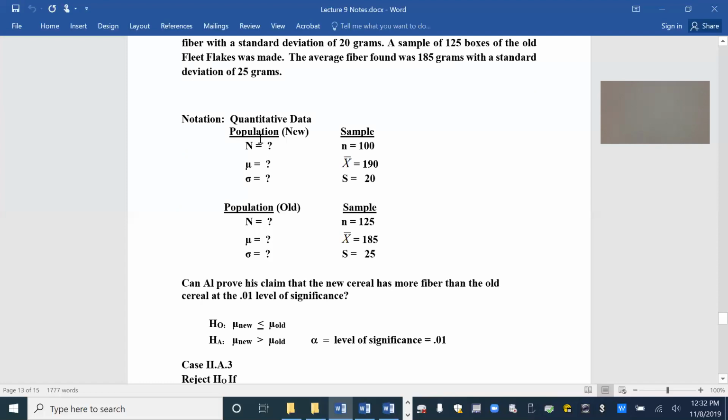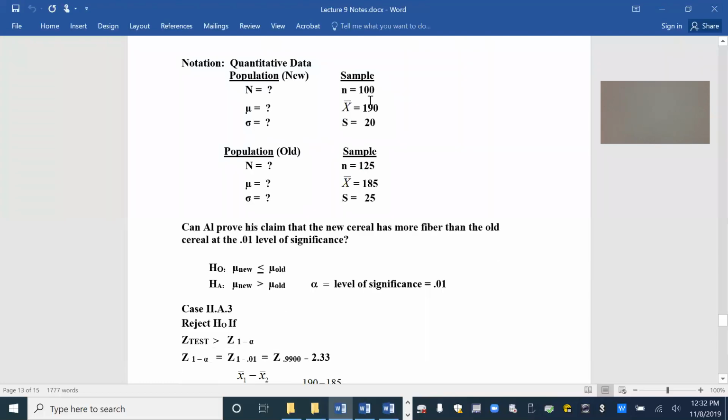So we have quantitative data, and I have a sample from the new Fleet Flakes: 100, 190, 20, and a sample from the old Fleet Flakes: 125 sampled, average 185, and S of 25. So what do I think? I think that the new Fleet Flakes is around 190, and the old Fleet Flakes was around 185. So I think we added 5 more grams of fiber in the new Fleet Flakes.